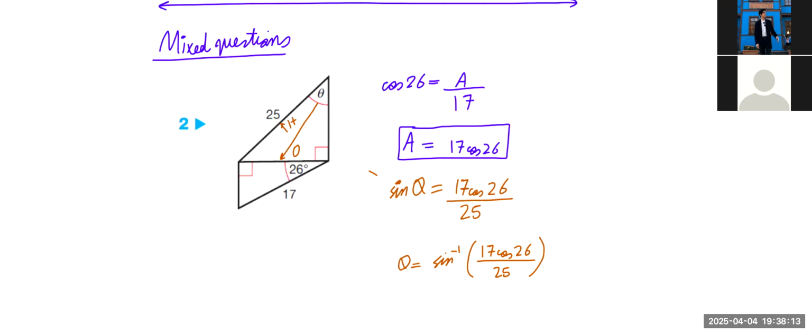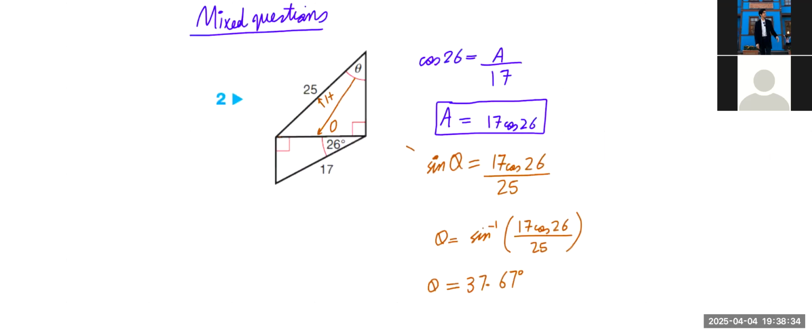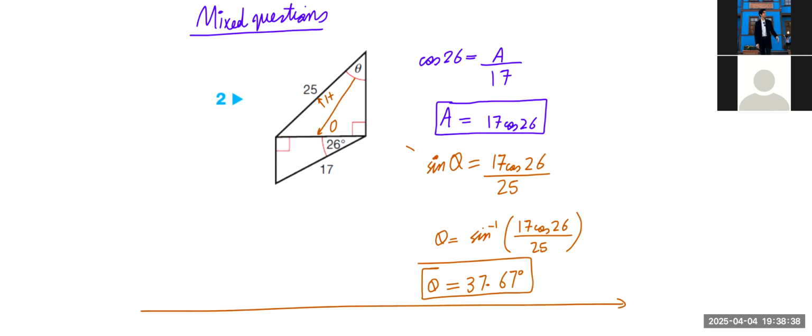Are you waiting for the answer? Yes. 37.67, exactly. 37.67 degrees. So there you go. That's how you solve this problem. That's basically it. This is the kind of problem that shows up often in the exam.